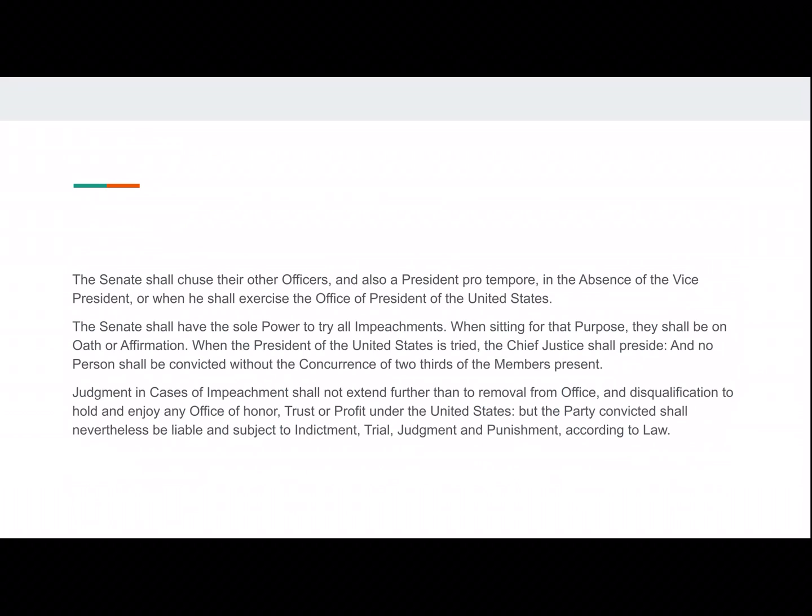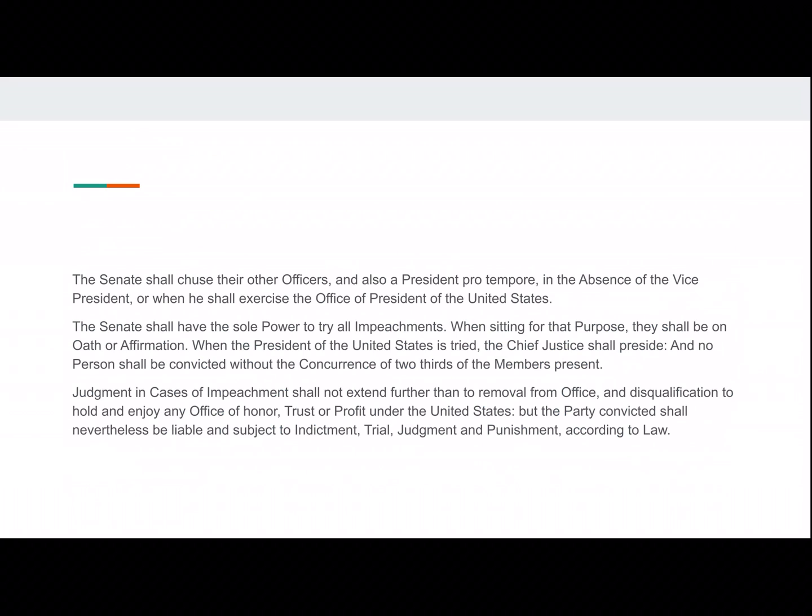The Senate shall have the sole power to try all impeachments. So the House impeaches, and the Senate is the one that determines whether or not to remove a president. When sitting for that purpose, they shall be on oath or affirmation. And when the President of the United States is tried, the Chief Justice, meaning of the Supreme Court, shall preside, and no person shall be convicted without the concurrence of 2/3 of the members present. All right, so we need to have 2/3 of the Senate to agree to remove the president from office because of impeachment.